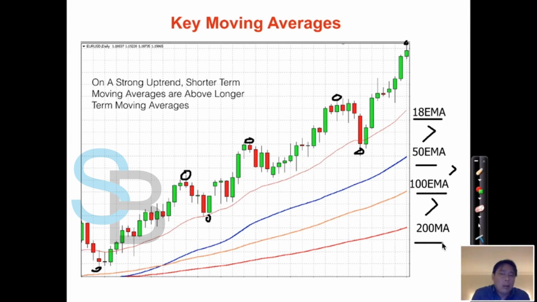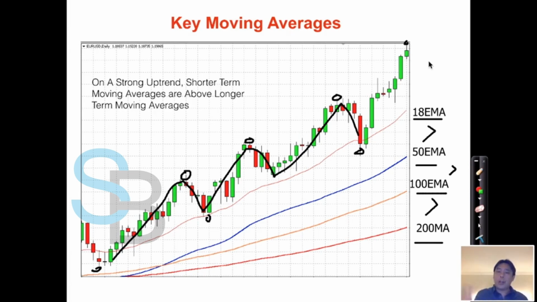Sometimes I may not even use the 100. I may just use 18, 50, and 200, it's fine. But that tells you a very clear uptrend. And notice again, on the uptrend, price goes up, breathes out, breathes in, breathes out, breathes in, breathes out. So we call these dips.